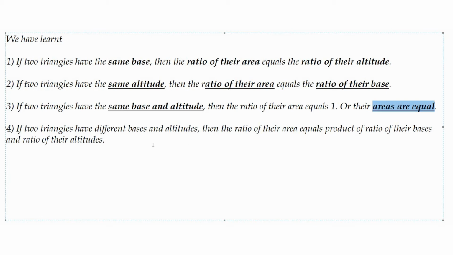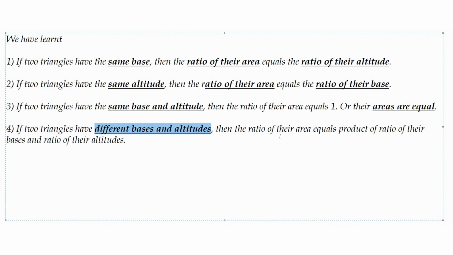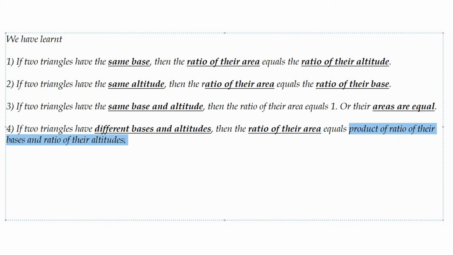And the last thing that we concluded was, if two triangles have different bases and altitudes, then the ratio of their areas equals the product of the ratio of their bases and the ratio of their altitudes.